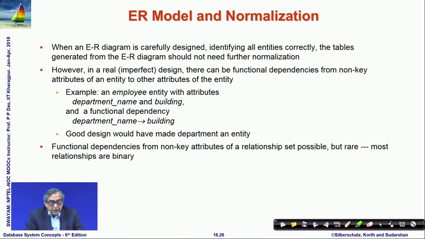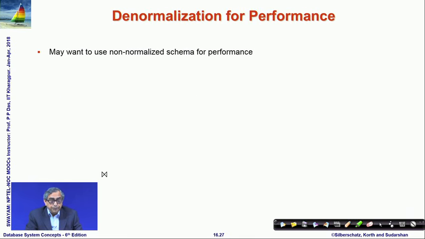So, functional dependencies from non-key attributes of a relation are possible, but are rare. Mostly the relationships are binary, and if you do a careful design of the ER model, then many of these deep exercises of normalization you will not have to go through.